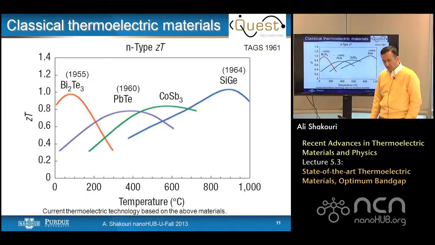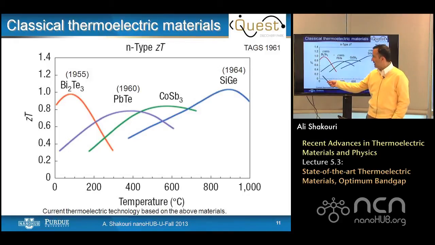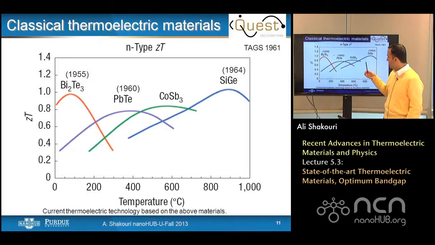Now let's look at some of the classic thermoelectric materials. That's what is used today in a lot of commercial applications. ZT as a function of temperature for different materials has a peak, and the rule of thumb still applies: larger bandgap materials have peaks at higher temperatures.